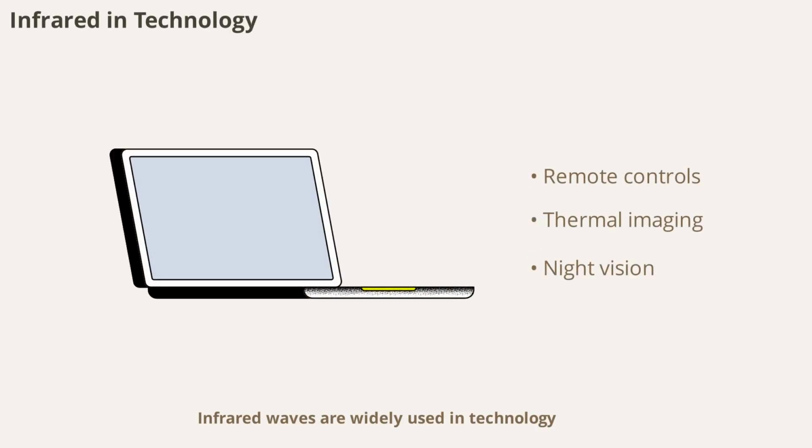Infrared waves are widely used in technology, from remote controls to thermal imaging. They allow us to detect heat, transmit data through optical fibers, and see in the dark with night vision devices. Infrared technology continues to evolve, finding new applications in security, healthcare, and entertainment.